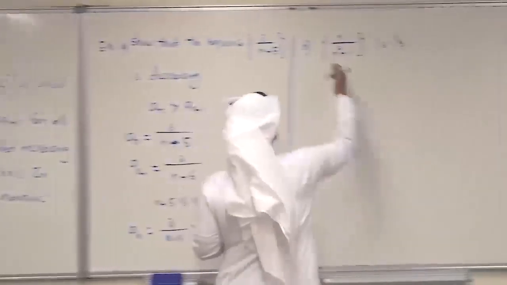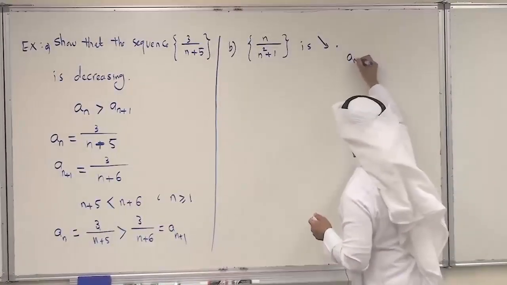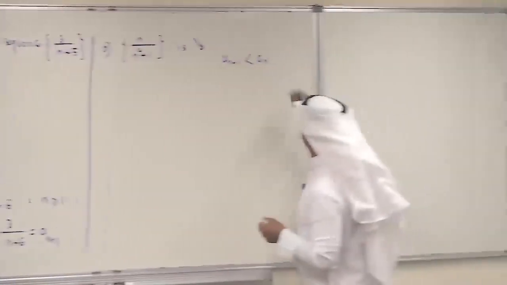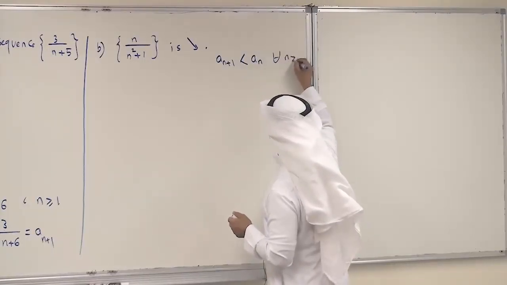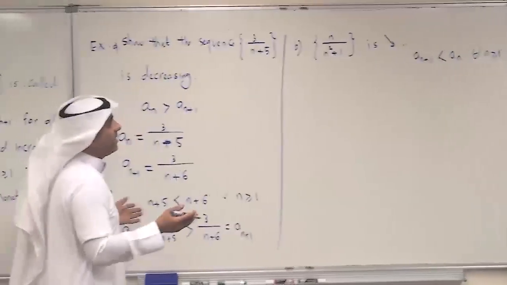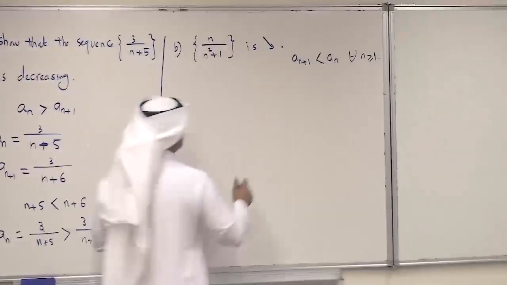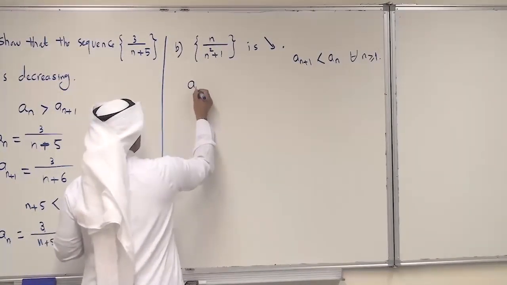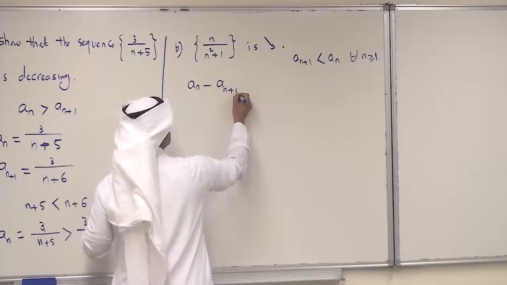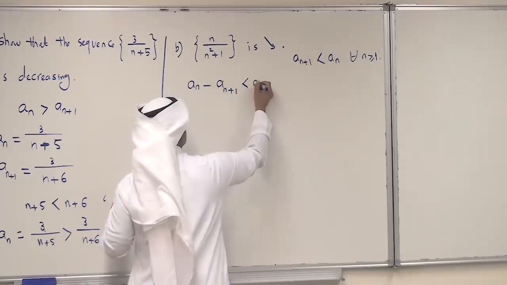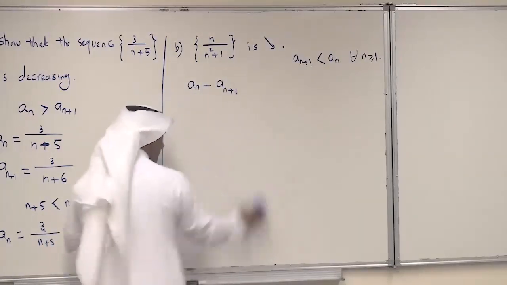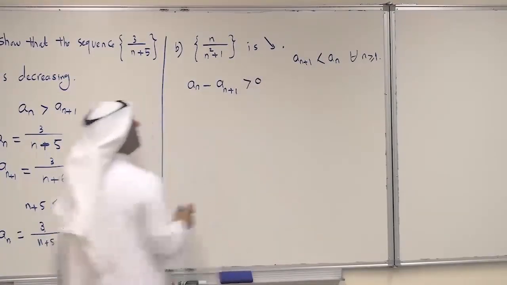In the second exercise also we need to show that a_(n+1) is less than a_n. This is what we need to show, and this is true for all n greater than or equal to 1. Okay, to see this, let us calculate a_(n+1) and a_n and see if we can say something about the difference between them. What I will do here, I will calculate a_n minus a_(n+1). I claim that this is greater than 0. That's what we need to show.